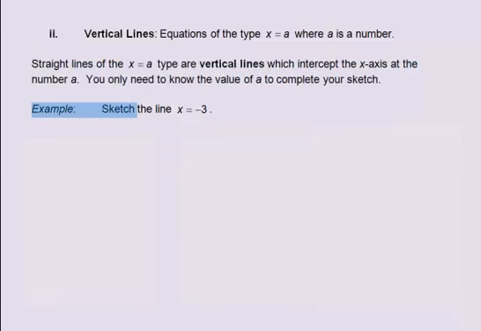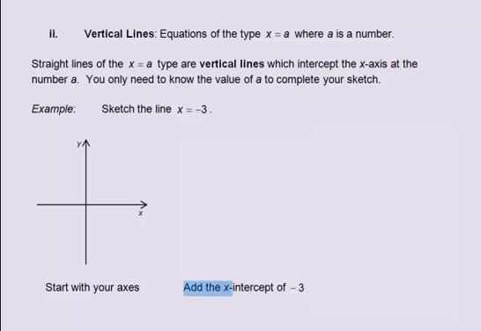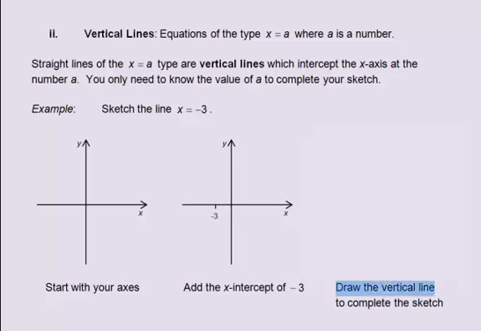Example. Sketch the line x equals minus 3. Again, start with your axes labelled x and y. Add the x-intercept of minus 3. Draw the vertical line to complete the sketch. Notice it is labelled x equals minus 3.